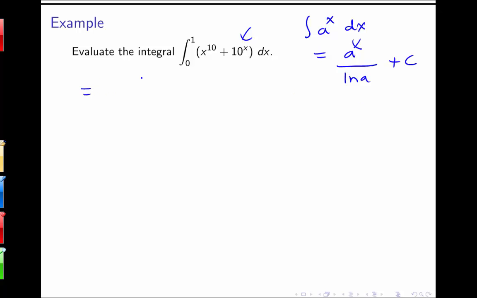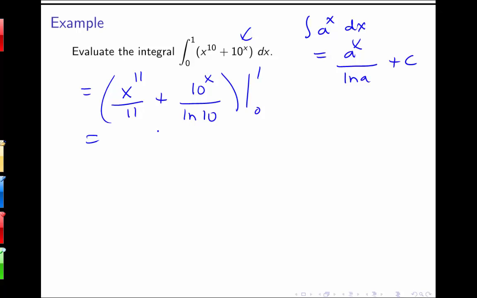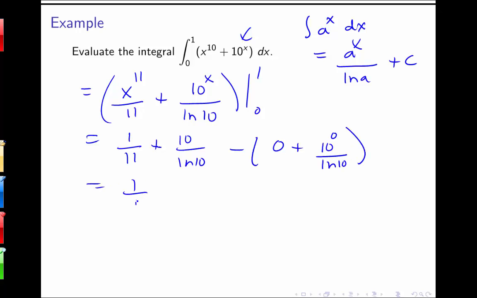Okay. So when we're doing our definite integral here, I'm going to have my antiderivative of x to the 10 first, so that's x to the 11 over 11, plus my antiderivative of 10 to the x, so that's 10 to the x over the natural log of 10. And I'm evaluating this from 0 to 1. So I plug in 1 first, so I have 1 over 11 plus 10 to the 1 over the natural log of 10 minus 0 plus 10 to the 0 over the natural log of 10.